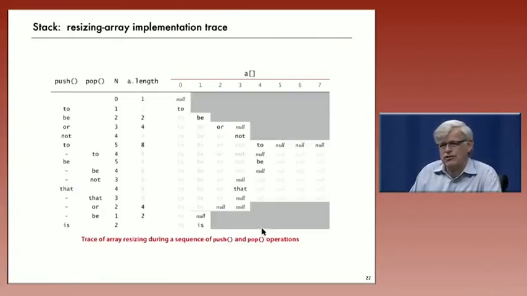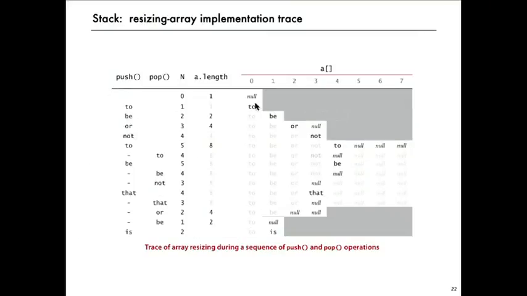So here's just what happens to the array for our small client example. And you can see at the beginning it doubles from 1 to 2 to 4, but once it gets to 4, it stays, once it gets to 8, it stays at that size for a while, even though there's some operations. And it doesn't shrink back to 4 until after there's only 2 items in there, and then it shrinks and so forth.